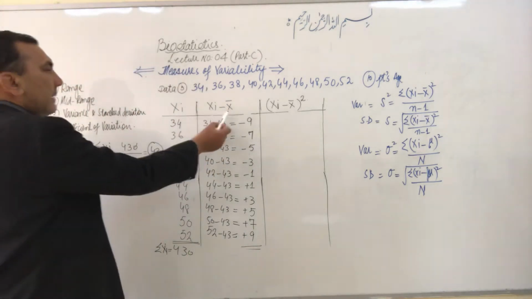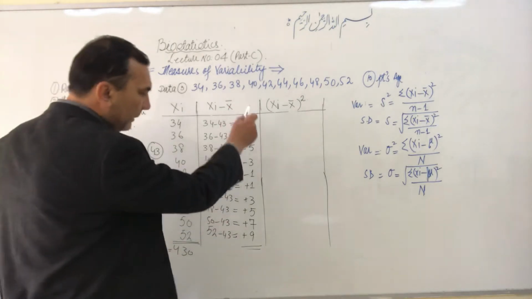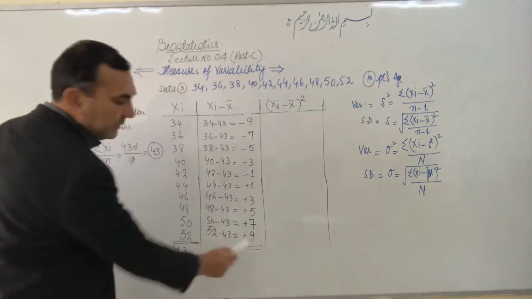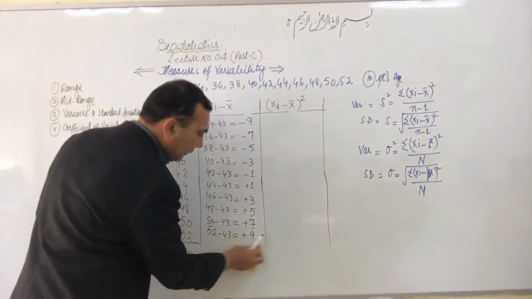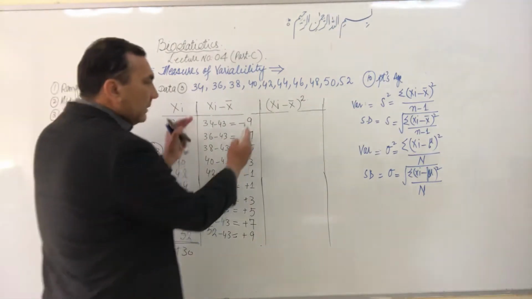In the xi minus x bar, if you add the minus and plus values together, it becomes 0. So now we have solved the second column.